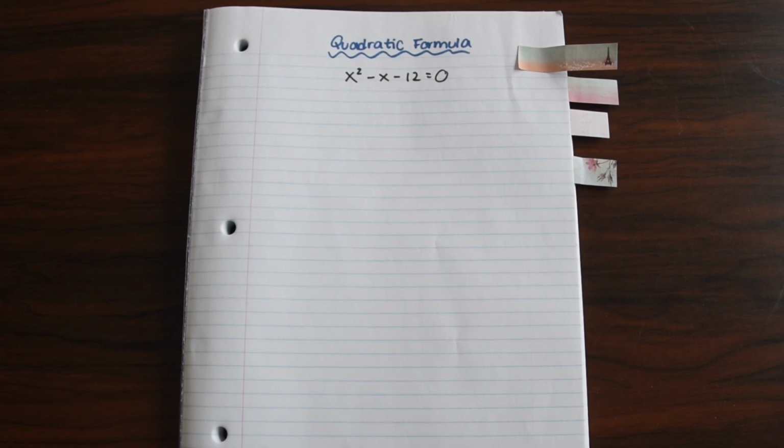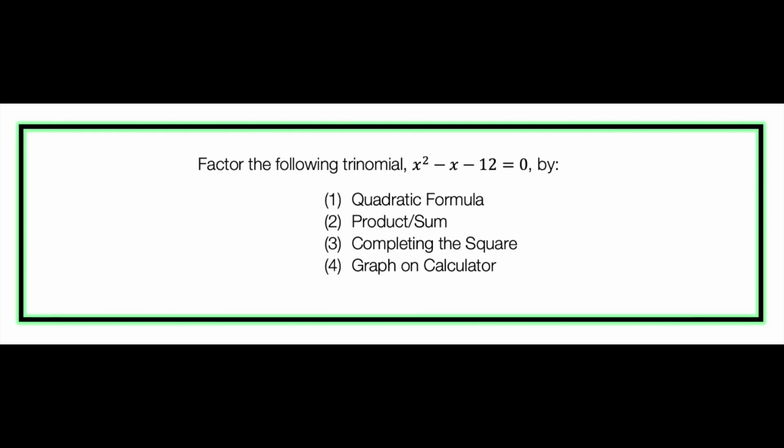This video is going to help you pass algebra. So today we're going to be seeing how to factor a trinomial, x squared minus x minus 12. And by factoring, I mean that we're going to find the x values 4 different ways.